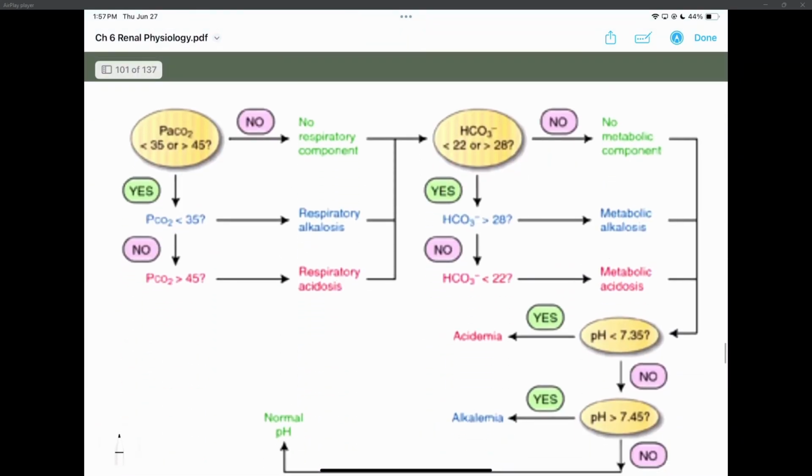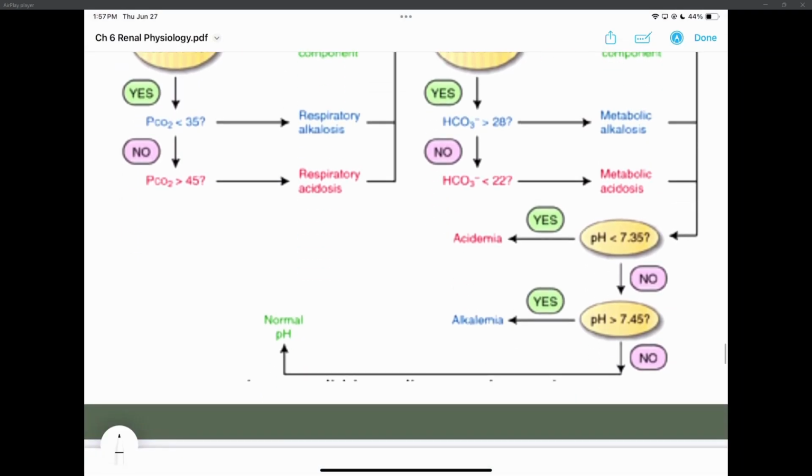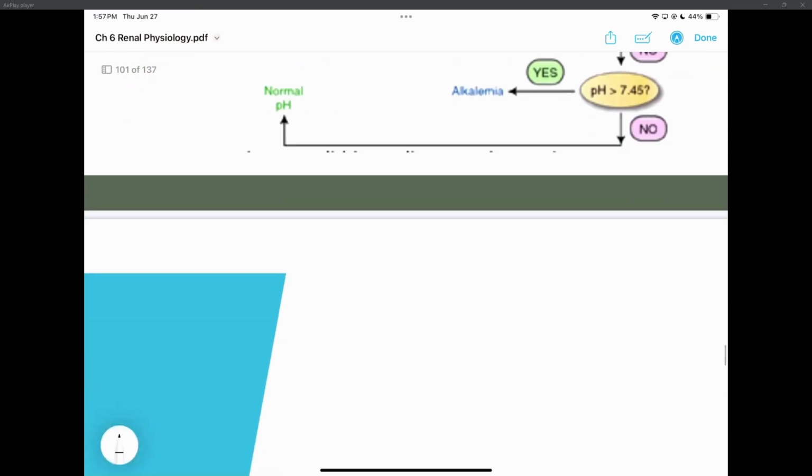So we're going to go through this. This is for you when you're studying, but remember, always start with the pH and go from there. If the pH is acidic, your answer has to be an acidosis. If the pH is alkalotic, the answer has to be alkalotic. Then you just look at the CO2 and the bicarb and see which one's out of whack. And I have examples here we're going to go through.